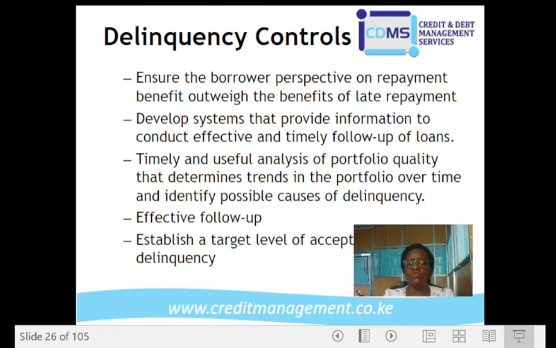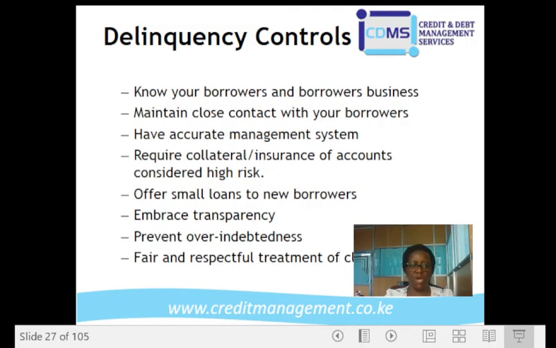Then the other one is you must have an established target level of acceptable delinquency. So do not allow customers to become delinquent, and you're taking no steps. You are doing nothing towards the delinquency. So make sure that you have cultivated the urgency of making payments by your customers.